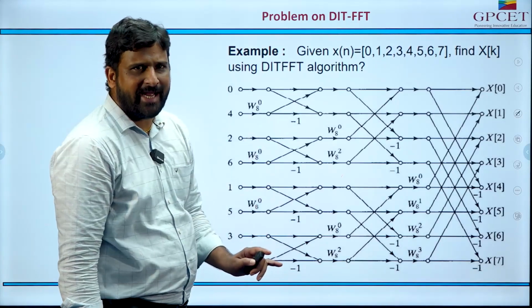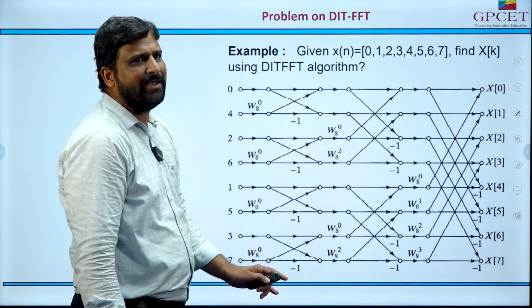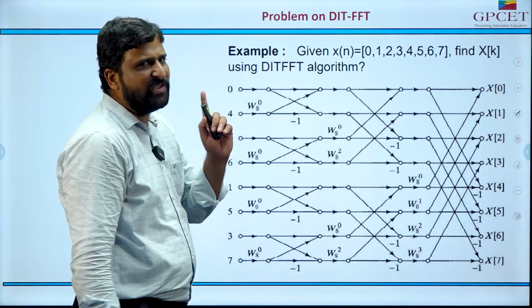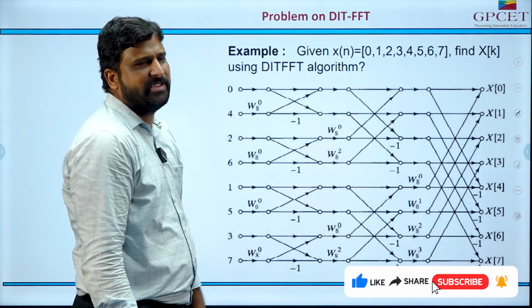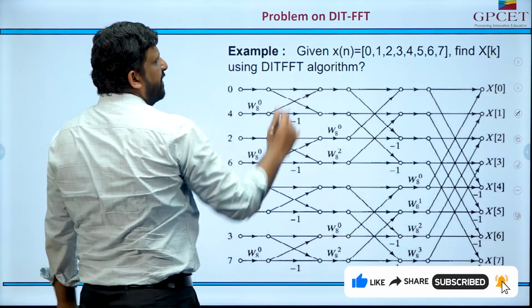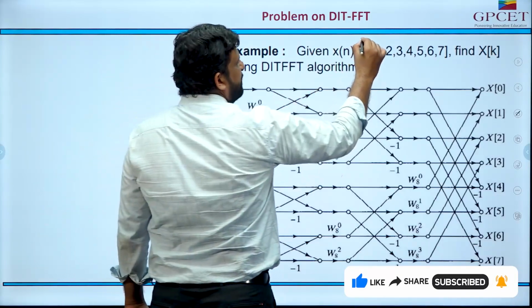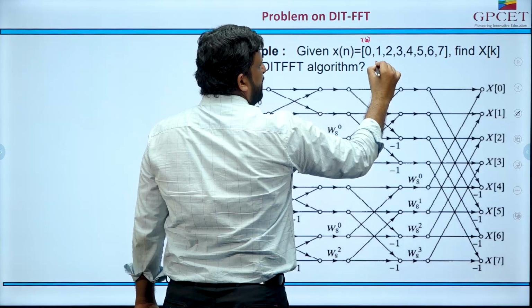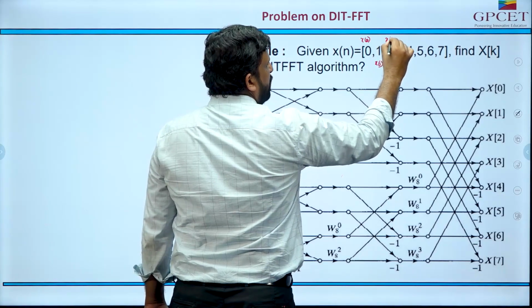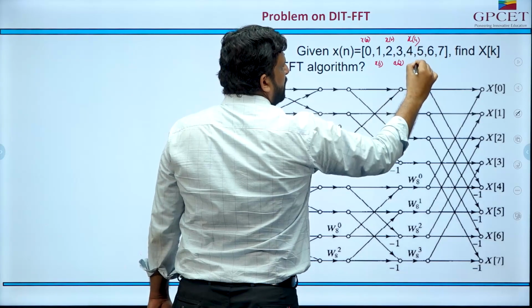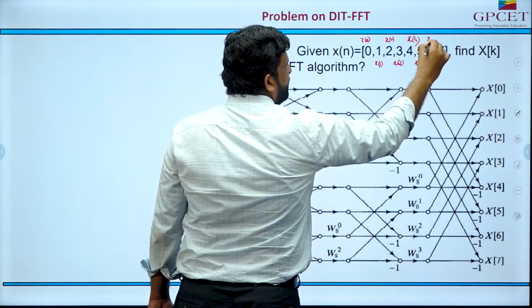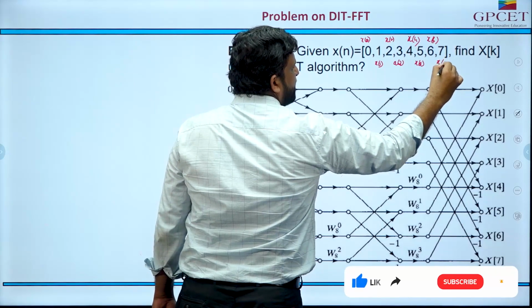Here you need to take time and do the problem clearly and neatly. Why? Because if you miss one value, the entire problem will become 0. So same here. They have given the value x of n: x of 0, x of 1, x of 2, x of 3, x of 4, x of 5, x of 6 and x of 7.